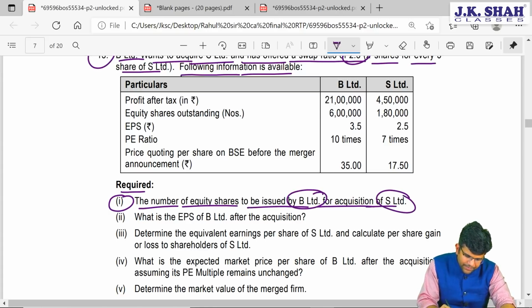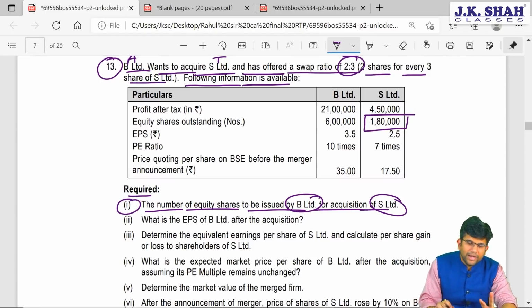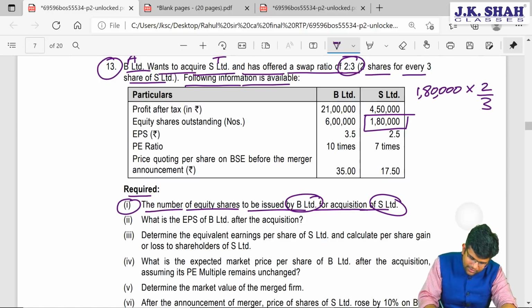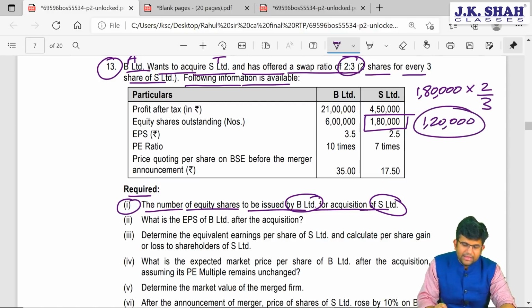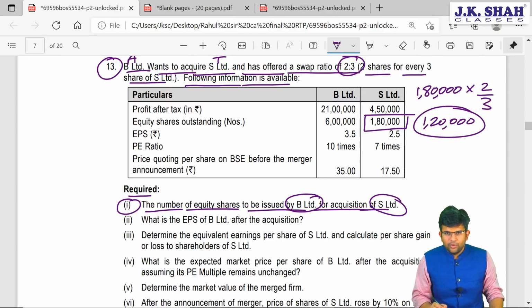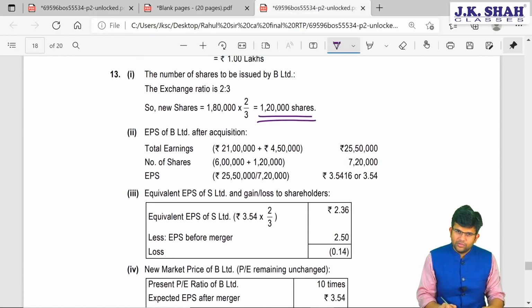Children, here you can see the number of equity shares of target company are 1,80,000. So students, if you are holding 3, you will get 2. If you are holding 1,80,000, then you will of course get 1,80,000 into 2 by 3, which will eventually come to 1,20,000. So the answer to the first point is that acquiring company will be issuing 1,20,000 shares to the shareholders of target company. I'll show you the institute solution. You can see here 1,20,000, point number 1.